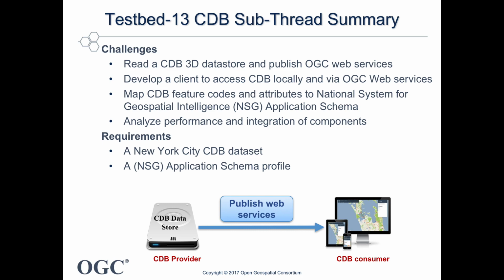For the subthread, we have two main requirements to start development: a NAS-based profile and a CDB dataset. With these requirements, we aim to solve the following four challenges: read a CDB data store from disk and publish OGC web services to provide access. Develop a client for reading CDB data stores from local disk and from OGC web services. Map CDB feature codes and attributes into NSG application schema. Analyze the performance and integration of the components.